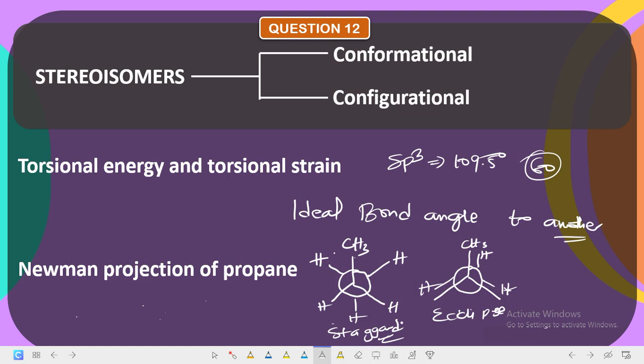Now, what can we establish from here? Do you think that this one will have a higher energy than this, or this? Let's talk about the torsional strain now. Let's not talk about the energy. The torsional strain. Which of them do you think will have a more torsional strain? Is it the eclipse form or the staggered form?